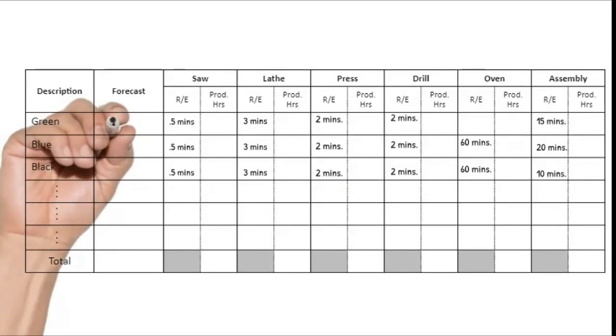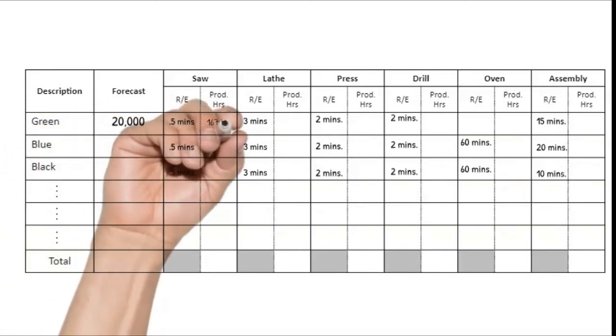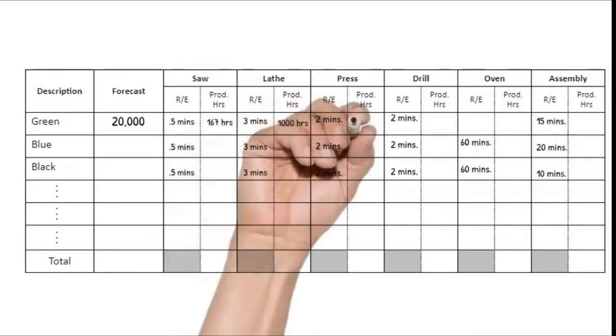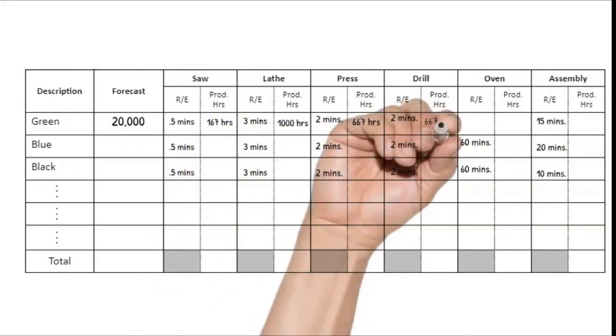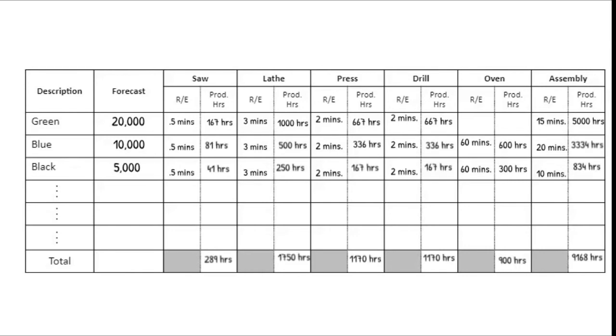In this example, we can see the forecast for the widgets making up the green production line is 20,000 units next year. When multiplied by the RE for each station, we see the number of forecasted production hours. As we add each additional production line, we get an idea of the total minimum production hour requirements forecasted for each station.